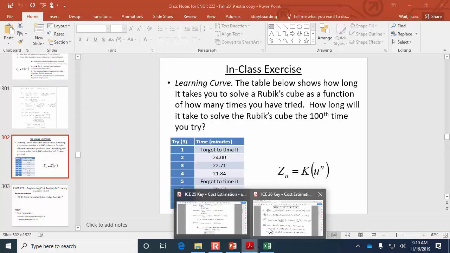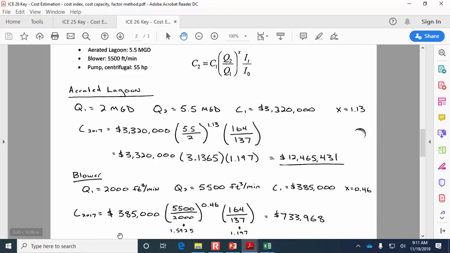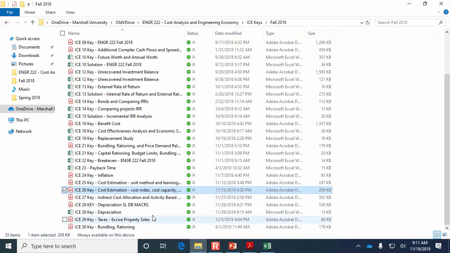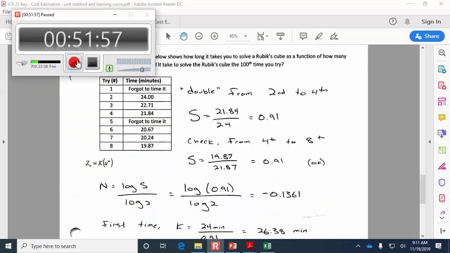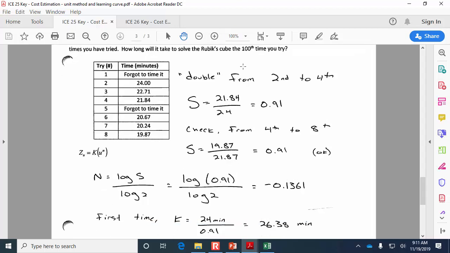You can set up an equation like this. So try number 4 over try number 2 is that. So since that's your S, you can put it in there. The whole thing is a function of U. So try 100, which is your U value is 100. N value. Okay, so it looks like the first time around it probably took us 26.38 minutes.